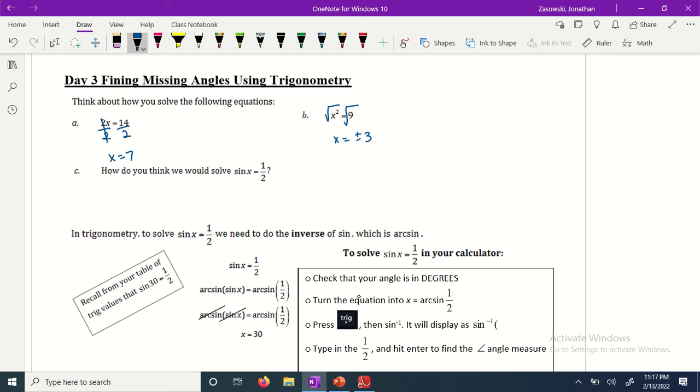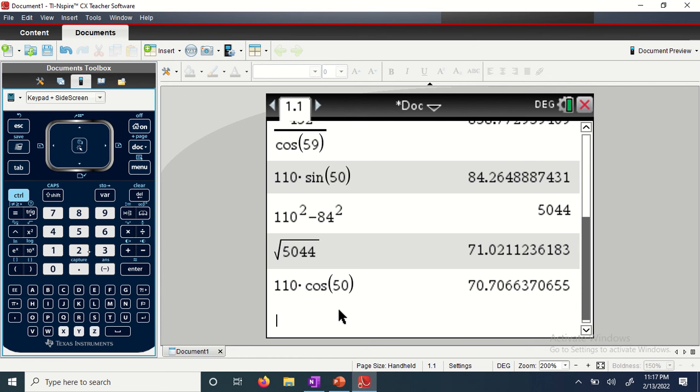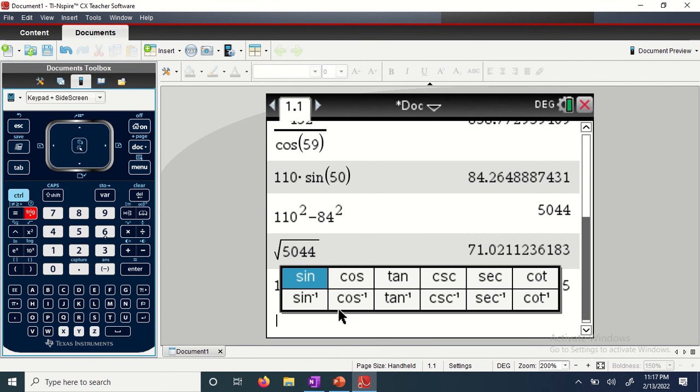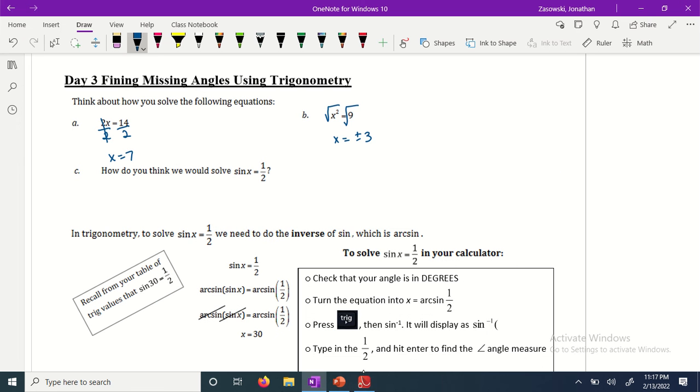So what's the opposite of a sine function? On the calculator, when you press the trig button, you'll notice that underneath we have these little negative ones. Looks like to the power of negative 1. It's actually called an inverse function. This is the notation for an inverse. So it's the sine inverse, or you might also see it written as arc sine, okay?